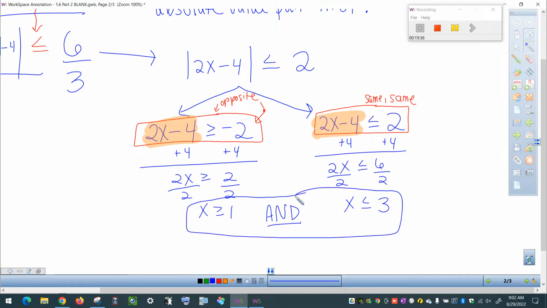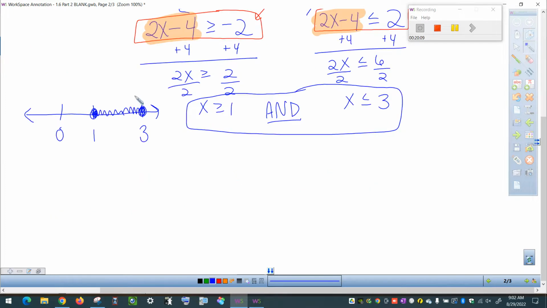So and is always going to be the one that's used when you are solving a less than absolute value inequality. If you start with a less than sign, we're corresponding that with and for the answer. You can also see it, though, on the number line, because when you plot the numbers that are greater than or equal to 1, and then you also plot the numbers that are less than or equal to 3, you're going to see that we have some overlap. You're going to see that the shading is going to connect.